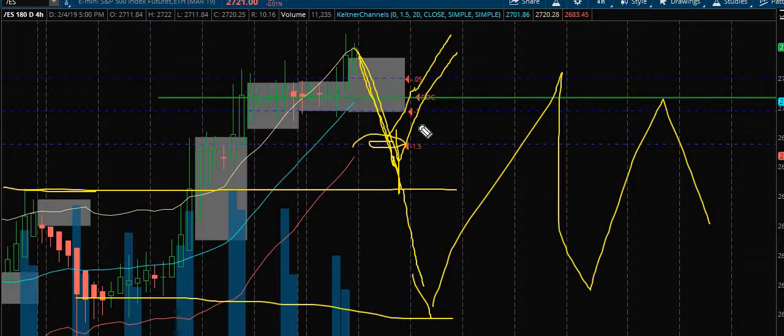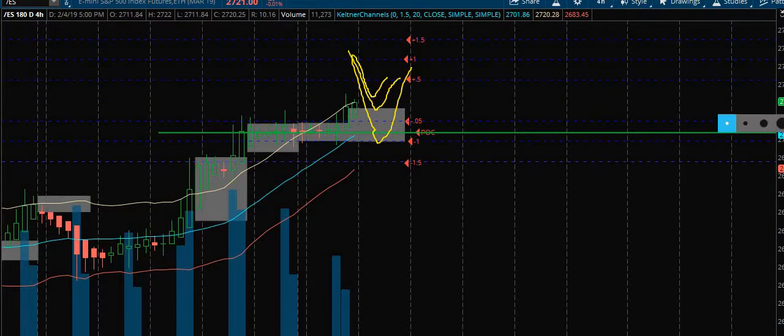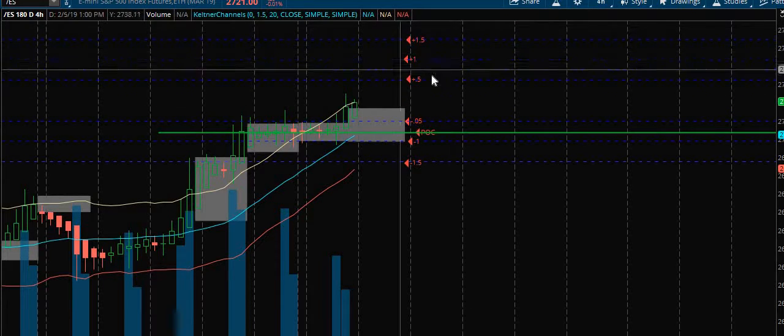So that's the idea right now. I'll be looking for buy triggers all through, as this thing comes down. Buy trigger there, buy trigger here, buy trigger there, and then obviously you've got the short triggers up here. But be cautious of these.